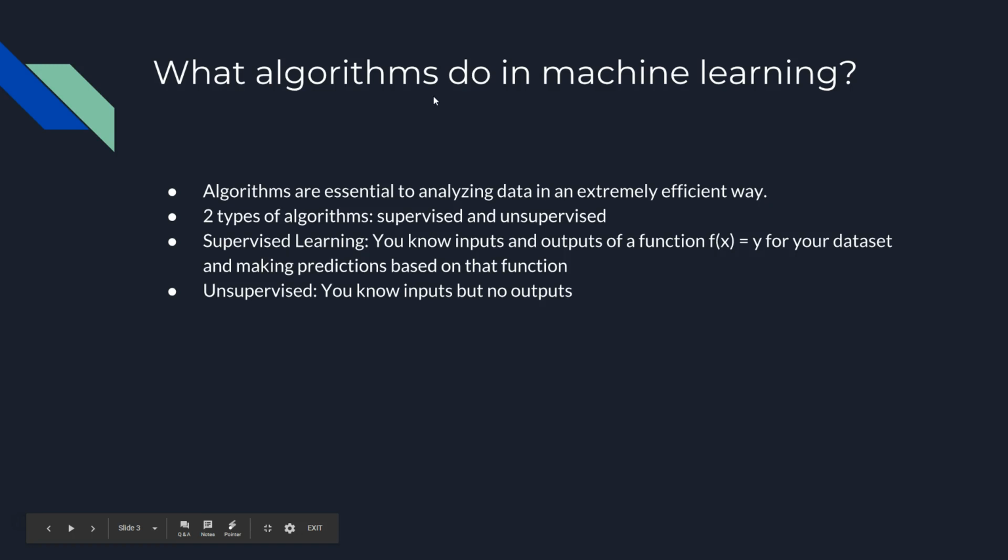So what do algorithms do in machine learning? Algorithms are essential to analyzing data in an extremely efficient way, and there are two types of algorithms, supervised and unsupervised. Supervised learning is basically when you know the inputs and outputs of your data set, and you make predictions about that data set. In unsupervised learning, you know your inputs, but you don't know the outputs. For example, if you know the house price and house size, then this would be supervised learning. But if you don't know the price, this would be unsupervised learning.